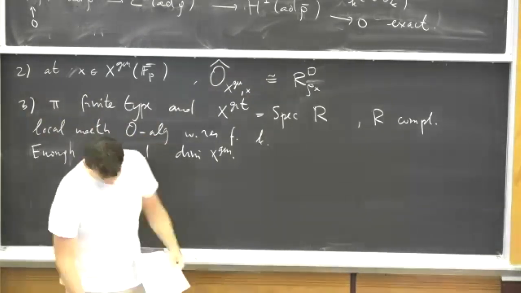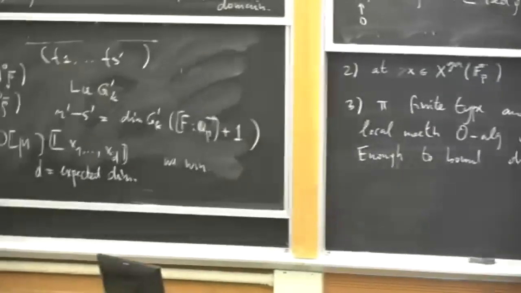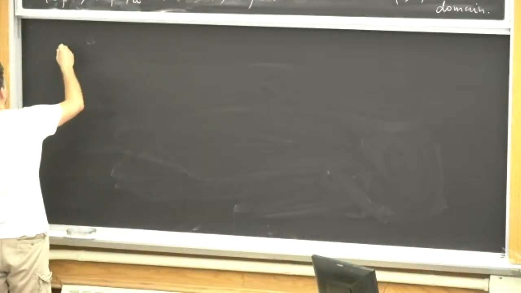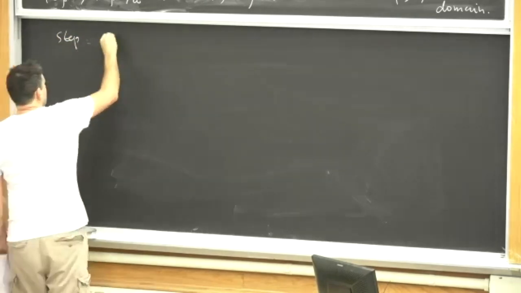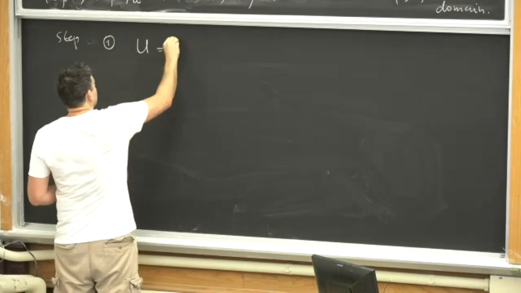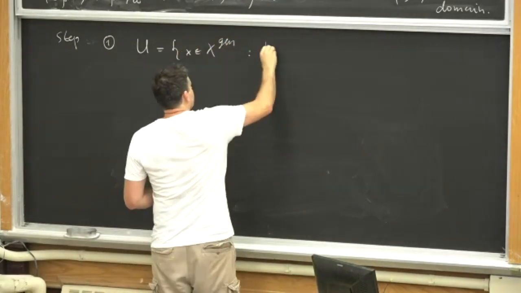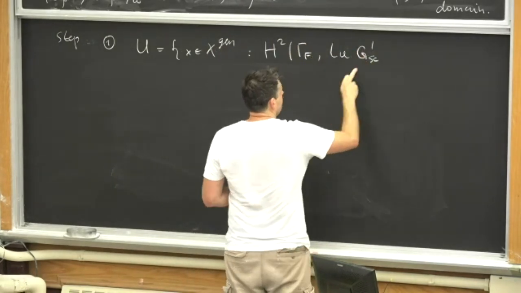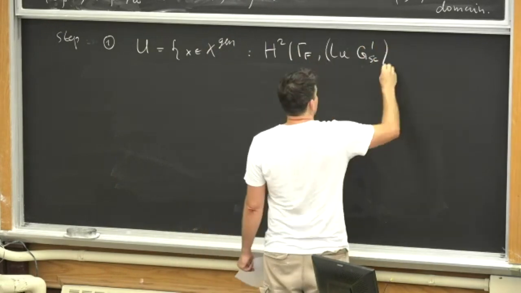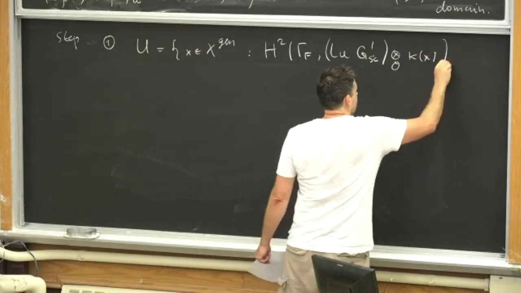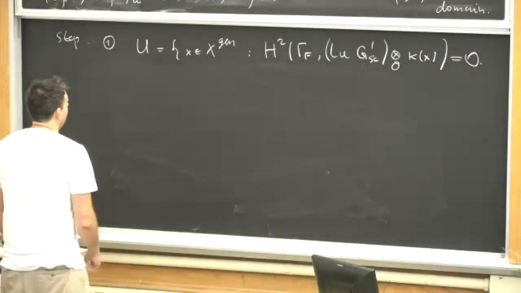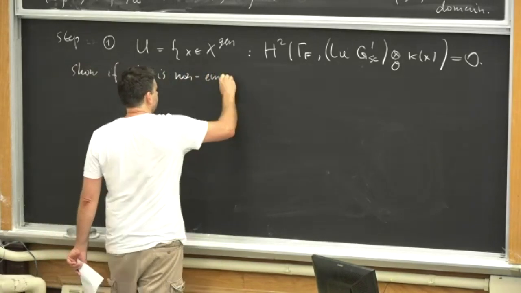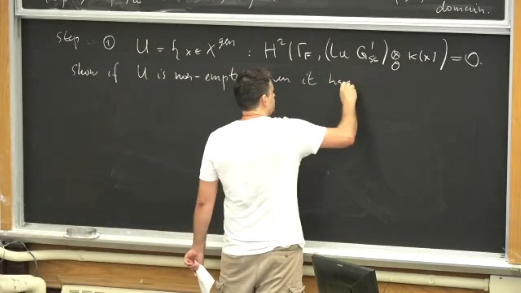The way we do this has two steps. We look at the locus U in X generic such that H^2 of gamma with coefficients in the Lie algebra of the simply connected cover vanishes at x. And we show that if U is non-empty, then it has the right dimension.